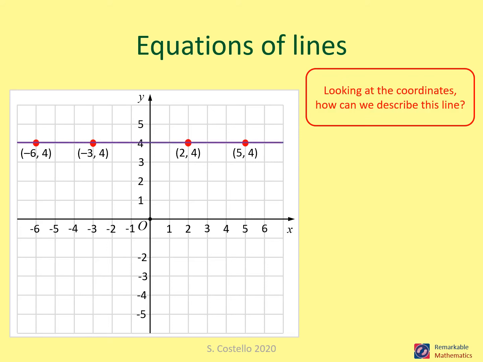Looking at the coordinates, how could we describe this line? This is the line y equals 4. Every point on that line, the y coordinate would always be 4. Always label your lines. So that is the line y equals 4.